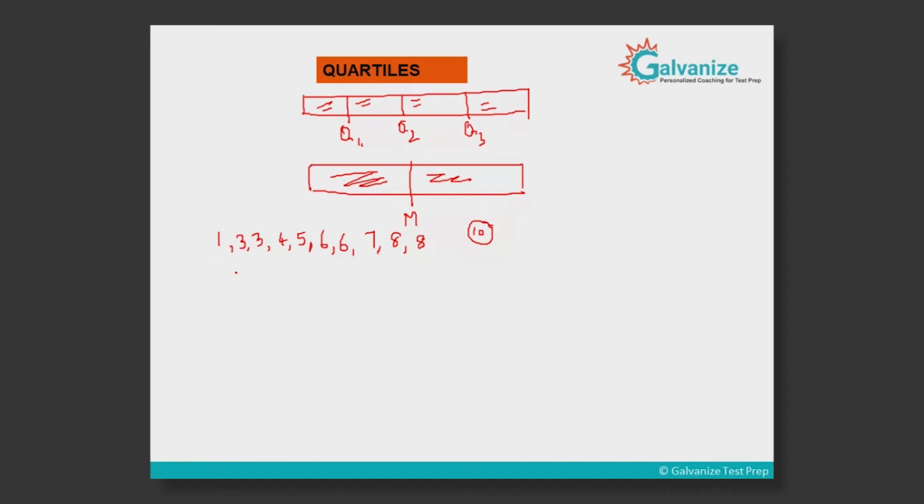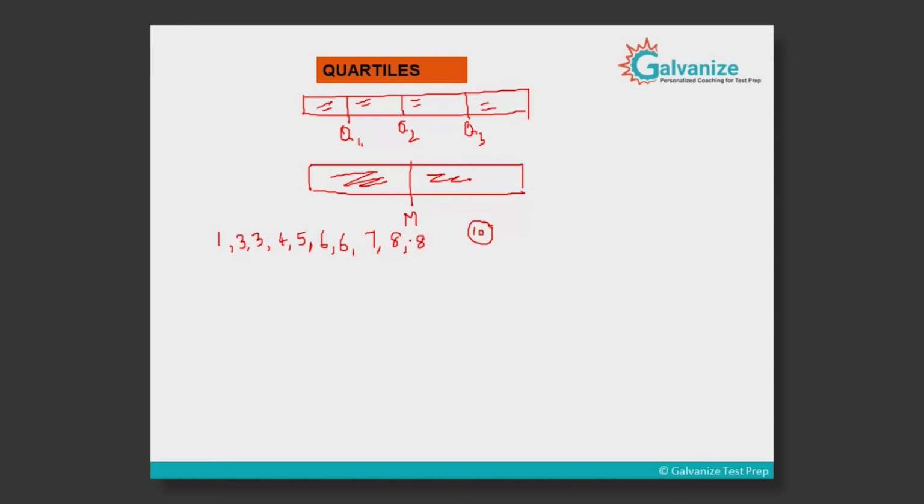So look at this data set. This data set is already sorted. To find out the quartile, first you need to find out the median of this data set. There are 10 elements here in this data set. There are 10 observations here. 10 is an even number.